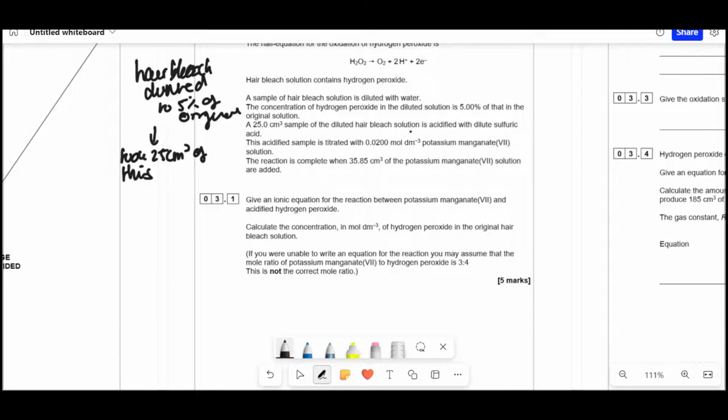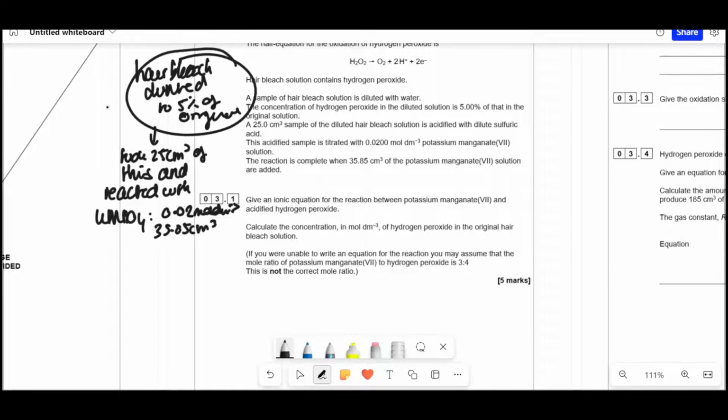And what did they do? They titrated it. And they don't just write titrated with, that's useless. Say to yourself what's going on. Reacted with potassium manganate, so KMnO4. And then they said the concentration of this KMnO4 is 0.02 mole per decimeter cubed. And they've told you that the reaction's complete when this much has been added. So that means that this reaction was complete when they added 35.85 centimeters cubed of it. So what that means is 35.85 centimeters cubed of this KMnO4 reacted with 25 centimeters cubed of this mystery hair bleach solution that we had.